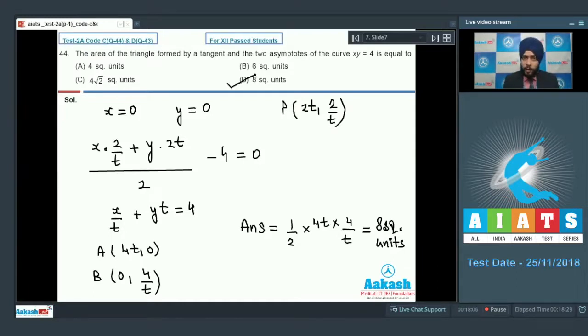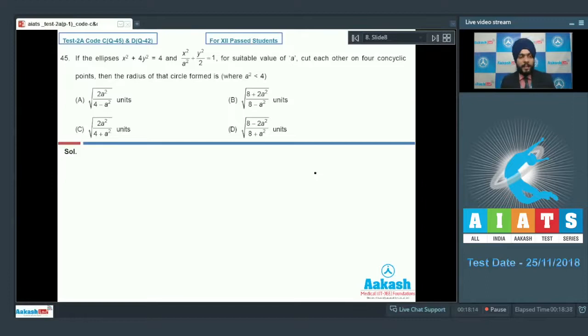Okay. Let us move on to 45. Question number 45 says that if the ellipses x square plus 4y square equals to 4 and x square upon a square plus y square upon 2 equals 1, for a suitable value of a, cut each other on 4 concyclic points, then what is the radius of the circle that is formed? Students, these two are ellipses. They are cutting at 4 concyclic points.